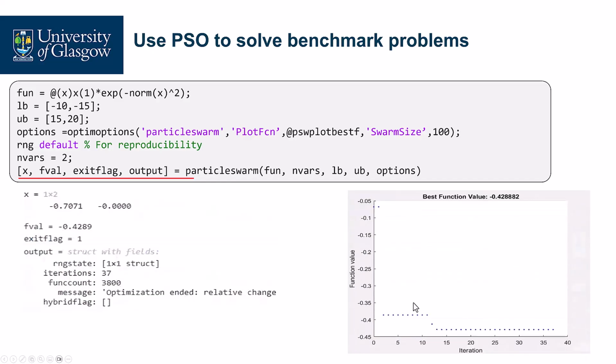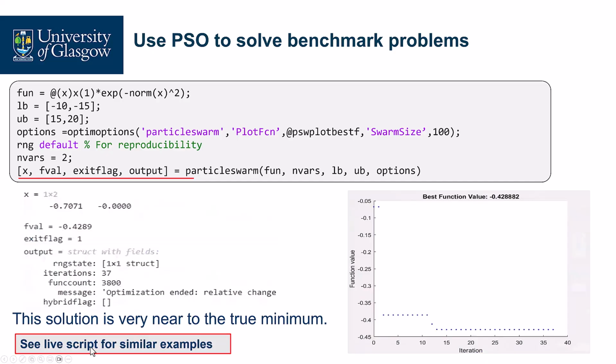Okay, so this is a convergence curve, right? We can see the result is very close to the true minimum, and these two variables provide more information about the optimization. There are more similar examples in the live scripts, so after the session, you're welcome to look at them.